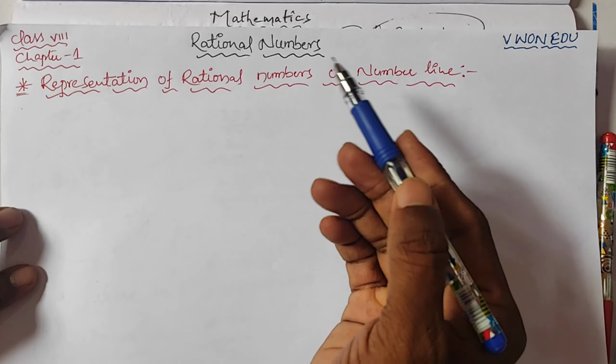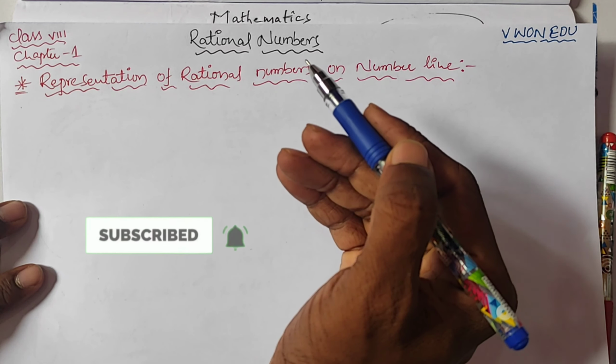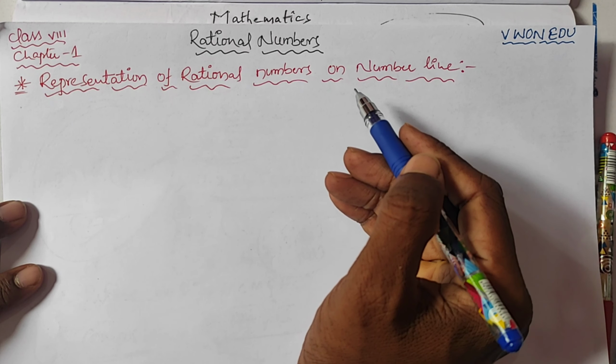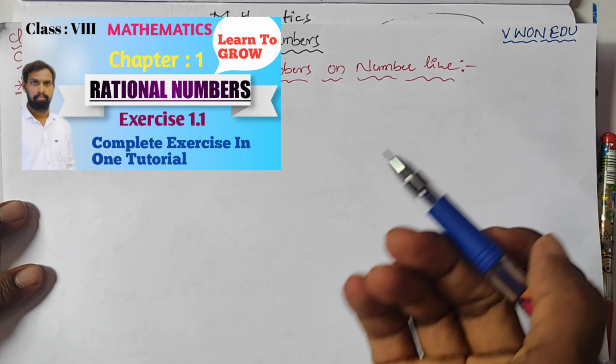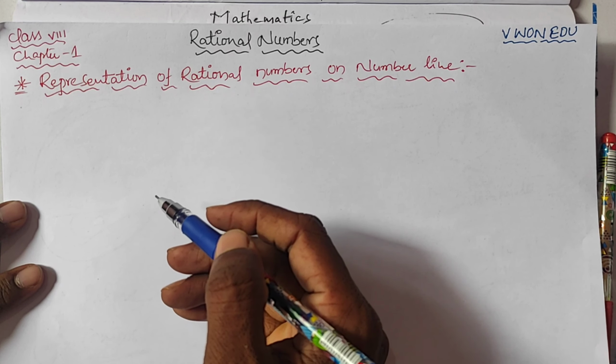We are discussing class 8 chapter 1 rational numbers. In the previous class we discussed exercise 1.1, which is based on the properties of rational numbers. If you missed that class, I have given the link in the description, so once you check it.